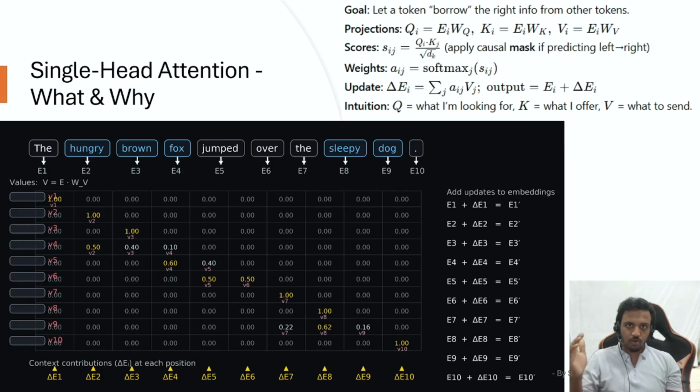Okay, so that's how the question and answer game works. And which one should I consider and which one should I not, all those questions and answers are what mathematically happens to predict. So let's understand that.